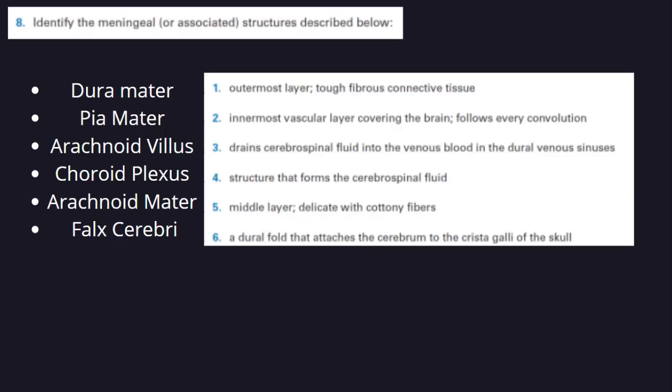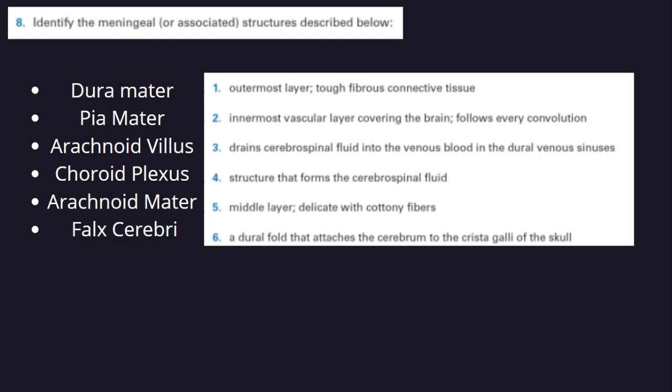Number 8. Identify the meningeal or associated structures described below. Number 1. Outermost layer, tough fibrous connective tissue: the dura mater. Number 2. Innermost vascular layer covering the brain, follows every convolution: the pia mater. Number 3. Drains cerebrospinal fluid into the venous blood in the dural venous sinuses: the arachnoid villus.